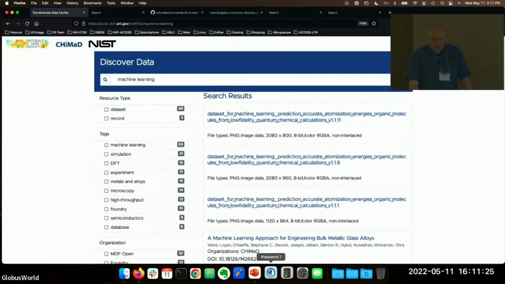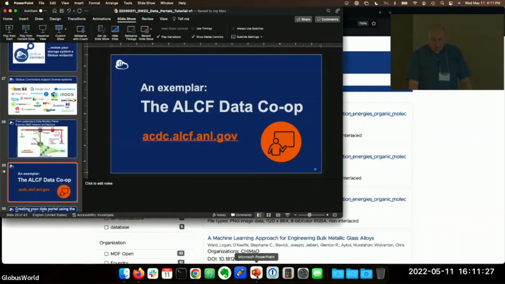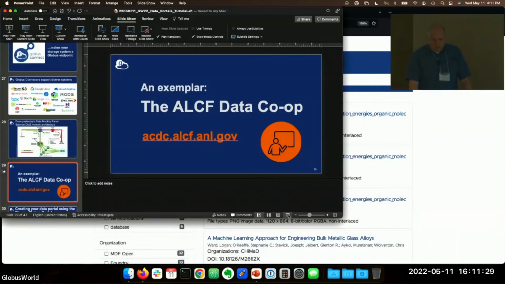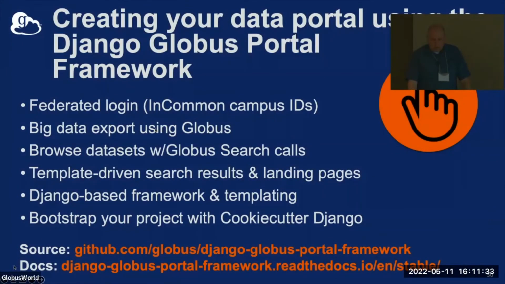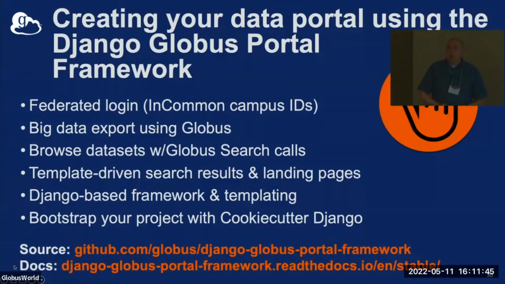I'm going to switch back to slides. So next step is to show you how you can deploy your own data portal using this same Django Globus Portal Framework that the APS is using for their searches, and the Materials Data Facility is using for its one.